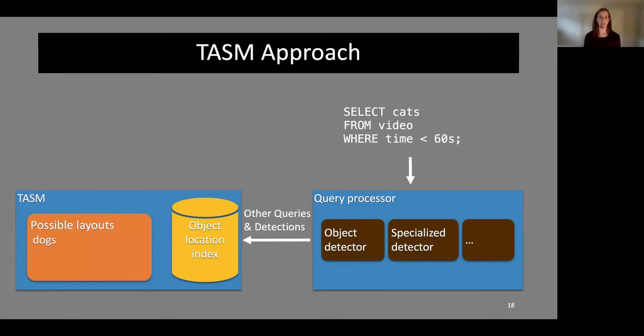So this process continues. Let's say the next query is for cats. In the first minute, again, the query processor finds the cats, maybe does some further processing, and then returns them to the user. It adds those detections to the object location index, and TASM updates its set of possible layouts to be all possible combinations of queries we've seen so far. And this continues as queries come in, but eventually TASM needs to decide if it's going to retile GOPs, and if so, what layouts is it going to use?